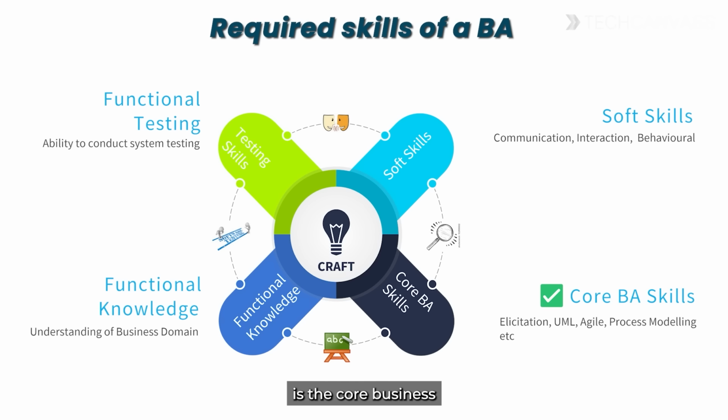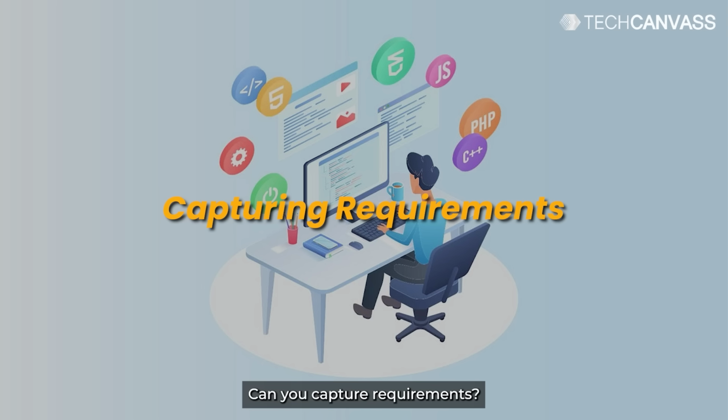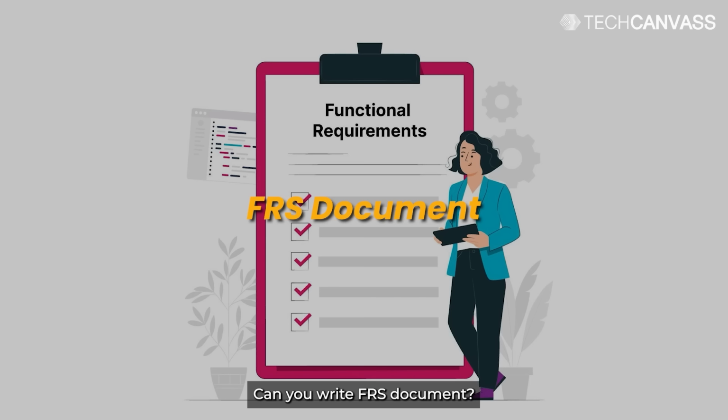The second is the core business analysis skills: can you create prototypes, can you create a process model, can you capture requirements, can you write an SRS document, can you write an FRS document. These are the core business analysis skills.